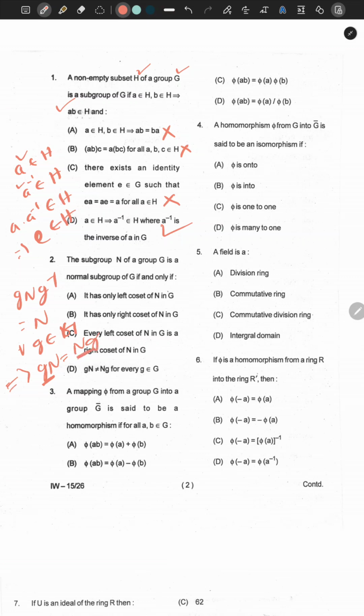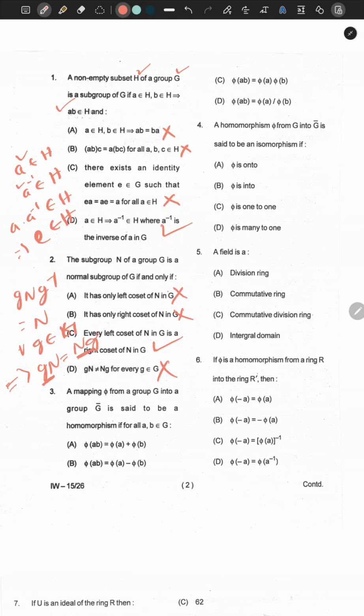So let us verify the options. It is only left coset, it is also not true. It is only right coset, it is also not true. Every left coset of N in G is a right coset of N in G. This one is the required answer. And option D is not true, because gN not equal to Ng is given, but we are getting that gN equal to Ng. So option D is also false. Okay, the right answer is option C.